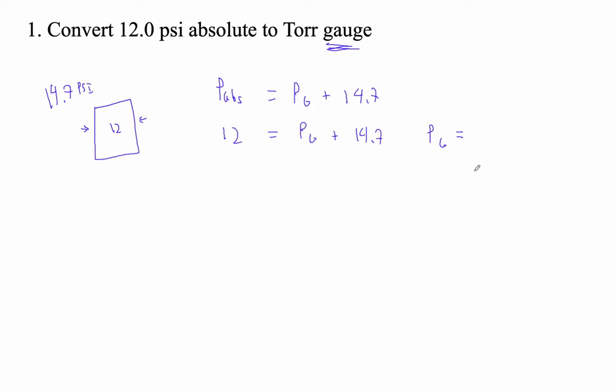So if I do this, 12 minus 14.7 is negative 2.7. And now we can just convert that to torr, and that's easy. So negative 2.7 over 14.7 turns it into an atmosphere, and then we multiply by 760.